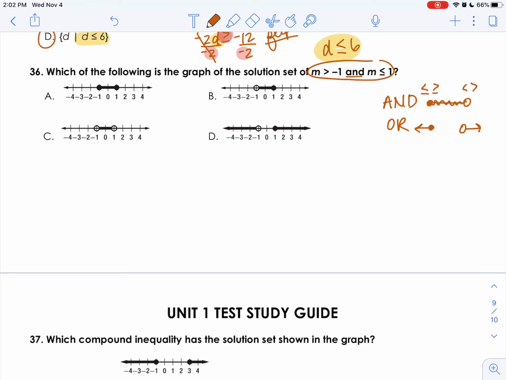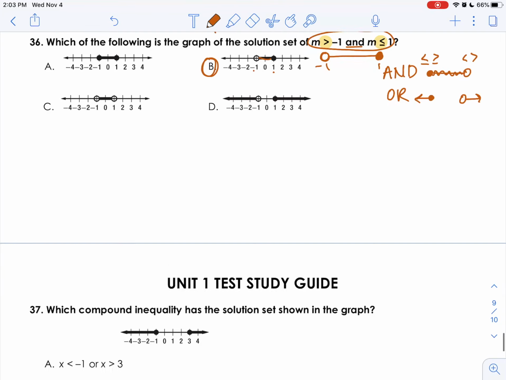So what this means is the solution should be in between these 2 points, -1 and 1. On -1 there should be an open dot because it's greater than, not equal to. And we should have a closed dot on 1 because m is less than or equal to. So I want a graph that looks like this. And that would be B, the only one that has an open dot on -1, a closed dot on 1, and the solution in the middle.